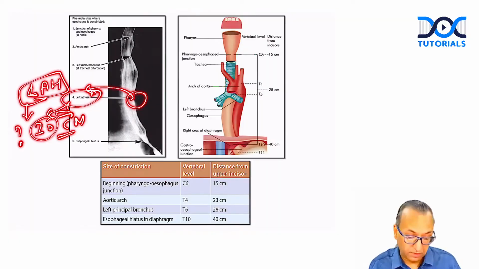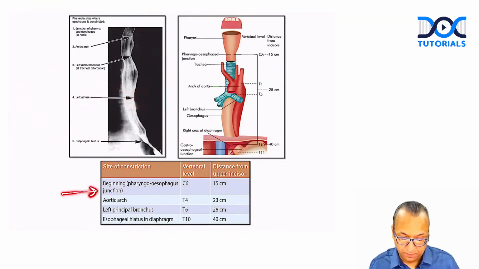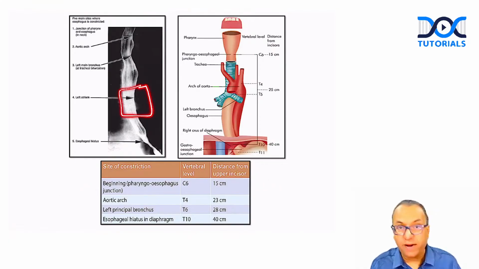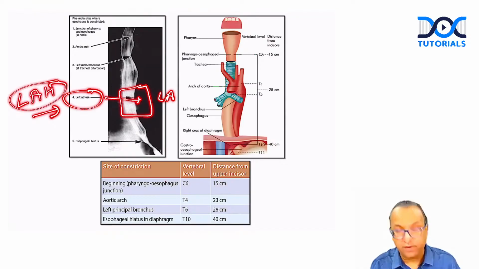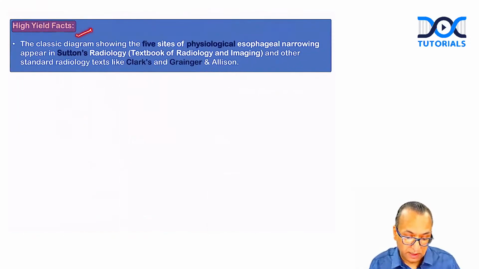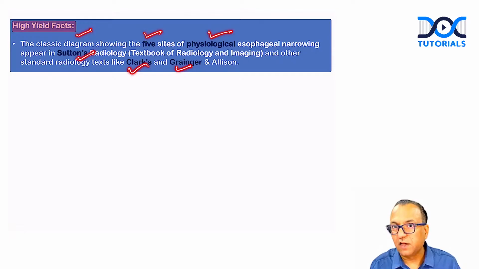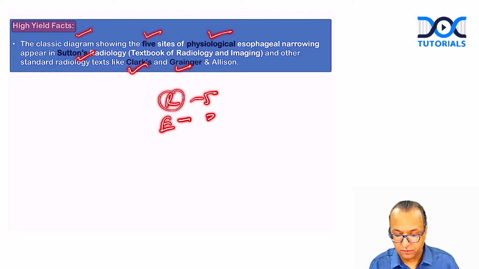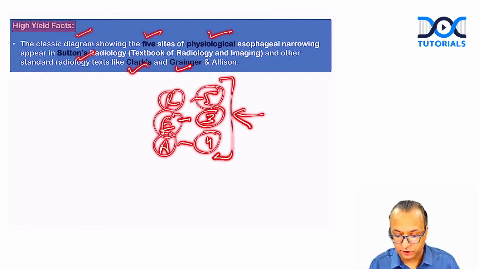So the point is that when there's a confusion, it is always better to follow Gray's anatomy. You can modify a little bit according to surgery people. But radiology people are doing excess. They are telling that the left atrium is producing a normal physiological narrowing. That is not happening. It must be a case of left atrial hypertrophy. Now, to give you reference, classic diagram, 5 physiological narrowings, Sutton's radiology, and Clark and Grainger also. So radiology people 5, ENT people 3, anatomy people 4. That is why I told you don't take these questions casually.